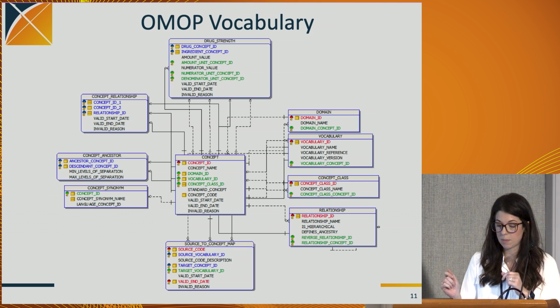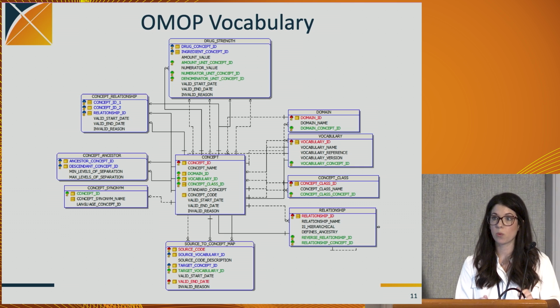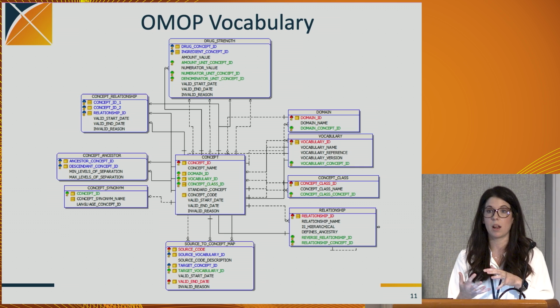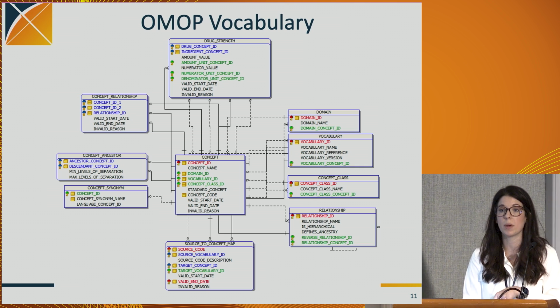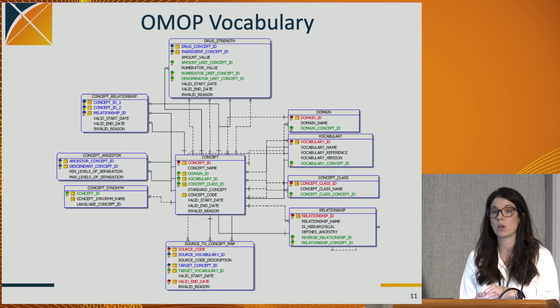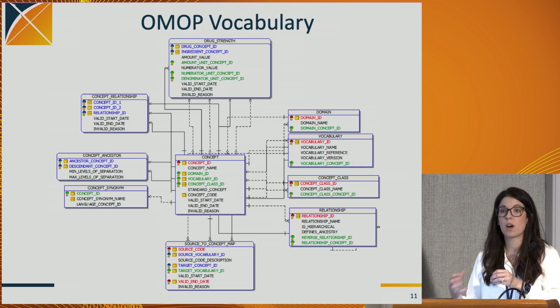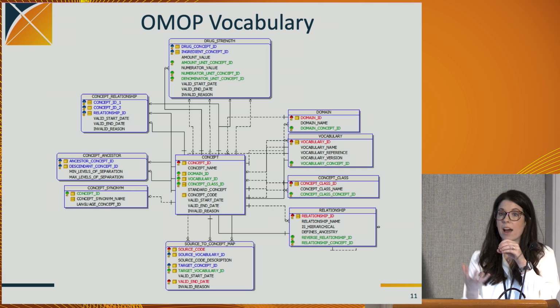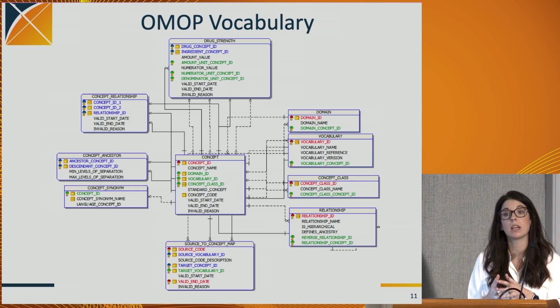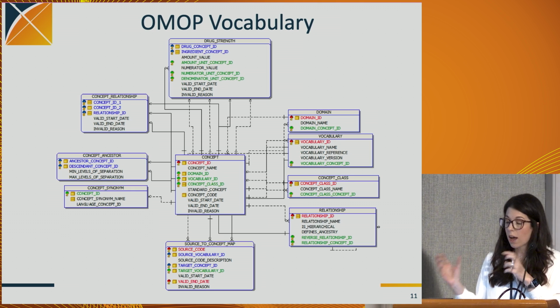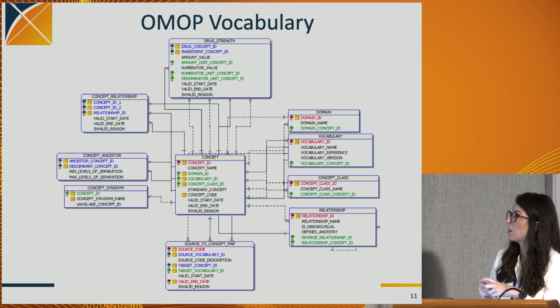The concept ancestor table we're going to be looking at, because that's really where a lot of the power of the vocabularies comes into play. Those hierarchies that we use are very, very valuable, and you'll see that when we do our example looking at lisinopril, how we can quickly identify all drugs that have that one ingredient just by running a simple query. So concept ancestor is going to be really important.